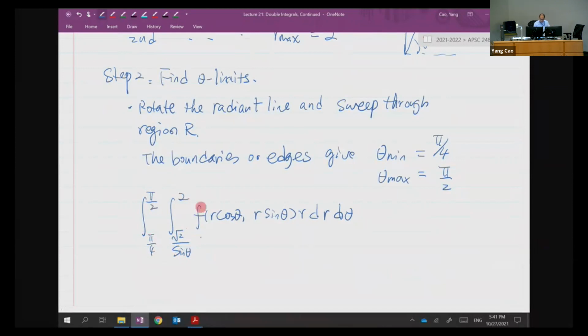So if I have the function f, then I'll be able to calculate the rest of the integrals, right? So this is the process, how to deal with a region, how to scan through a region under polar coordinates. It's still the same concept, scanning through the region R. Okay. Yes.